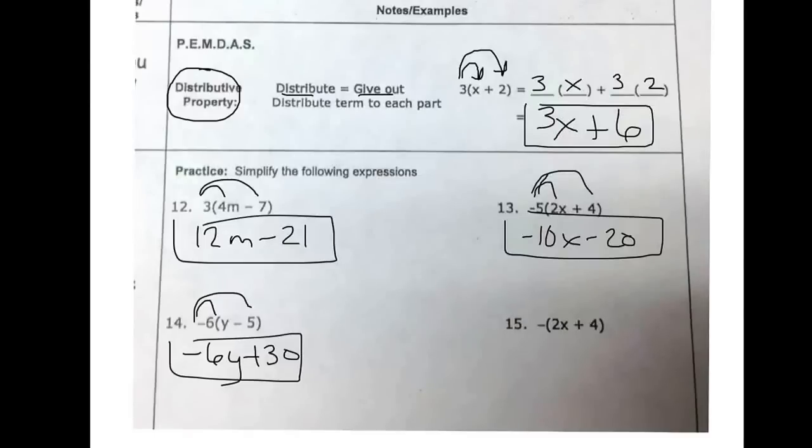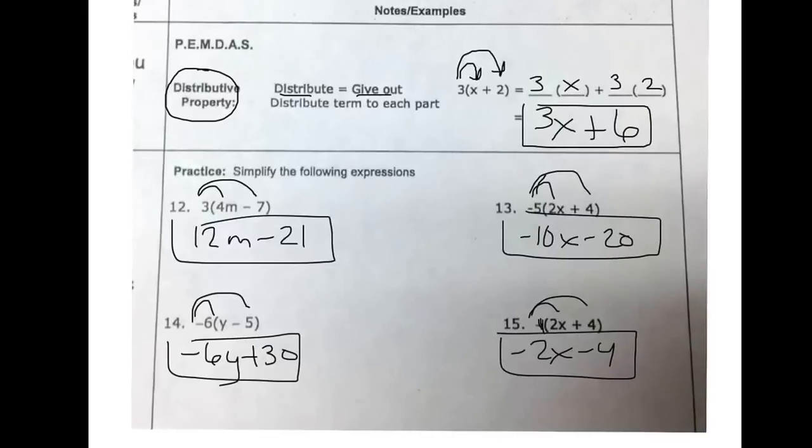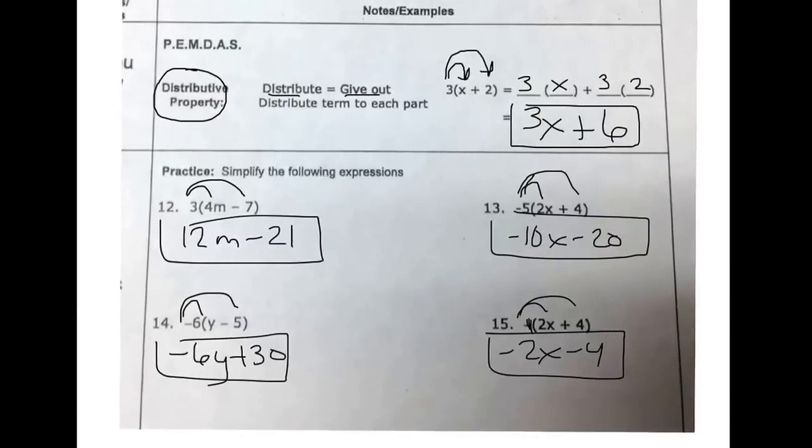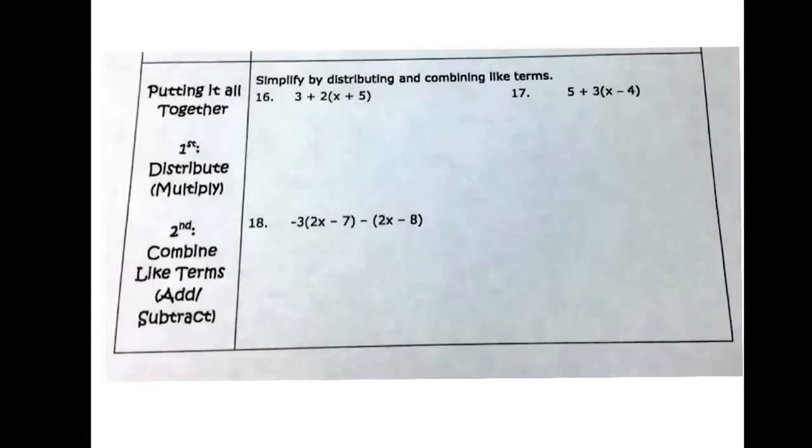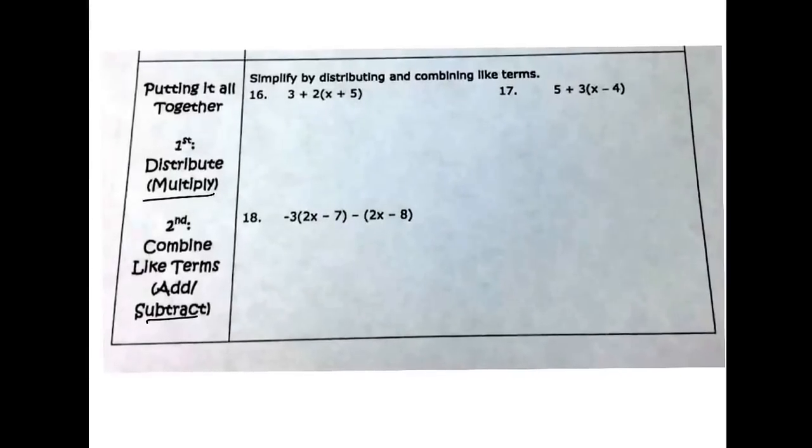Here, 15 is a little bit tricky. This has a 1 in front of it. So negative 1 times 2 is negative 2x. Negative 1 times 4 is negative 4. And that's done. All right, these last ones require you to distribute and combine like terms.